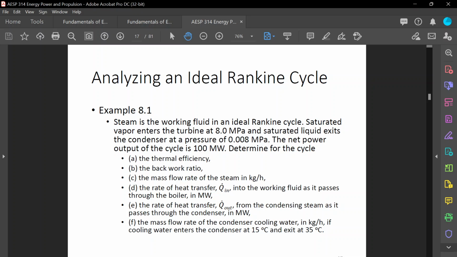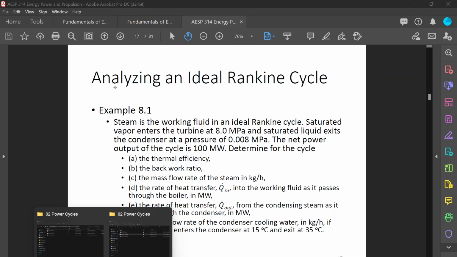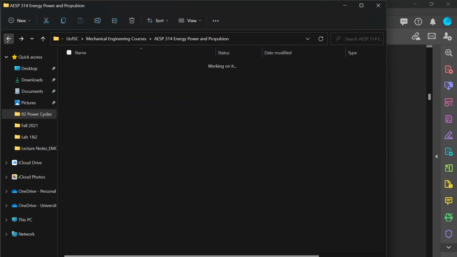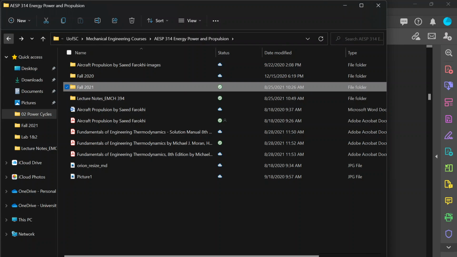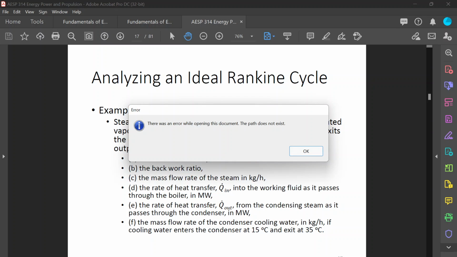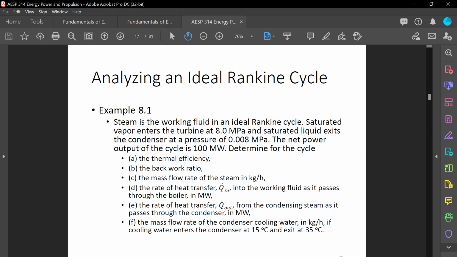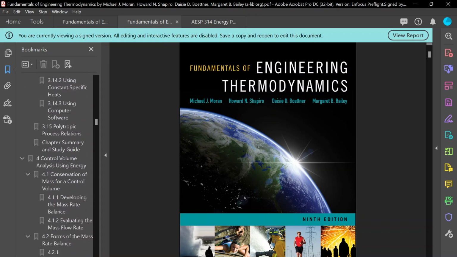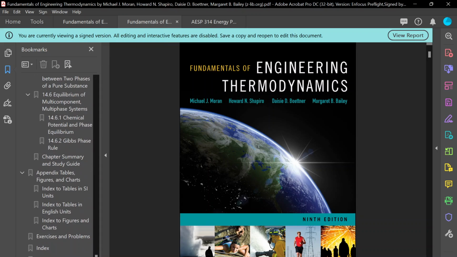Let me see if I have the PDF for the book. You want to find the enthalpy. Enthalpy is one of the things we read from the thermodynamic tables. So you come to this book, which is one of the textbooks of the course, and we actually have the same thermodynamic tables in the other propulsion book.